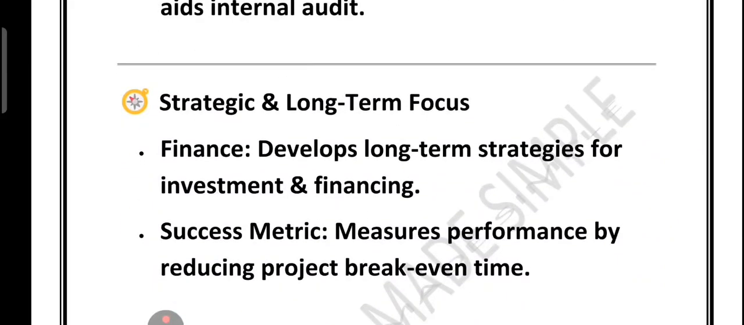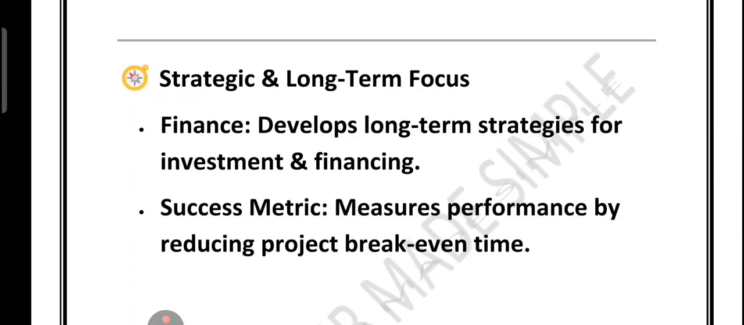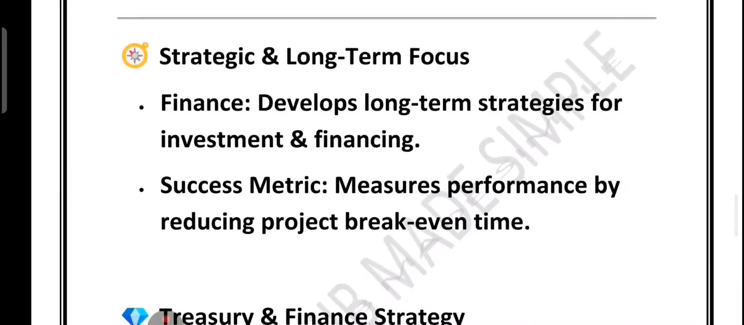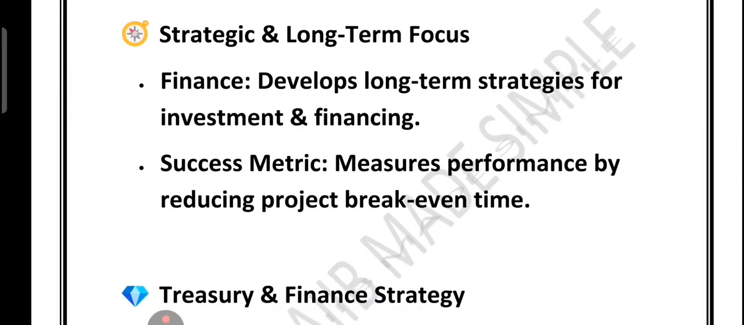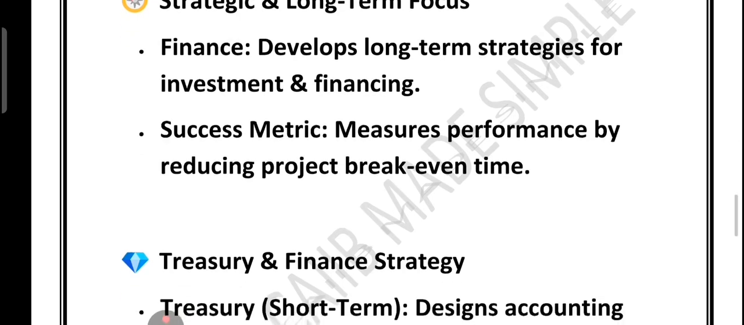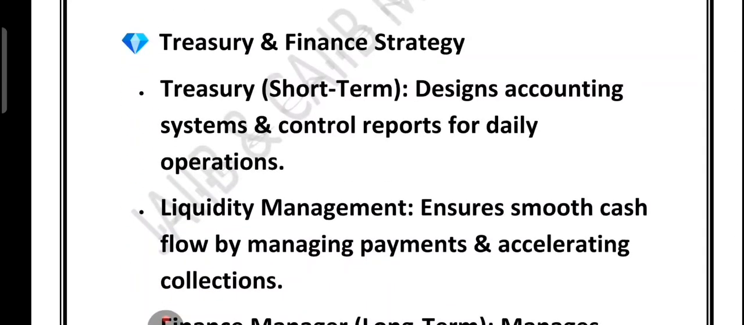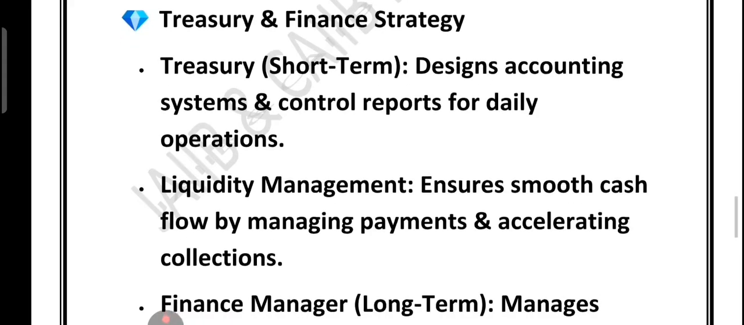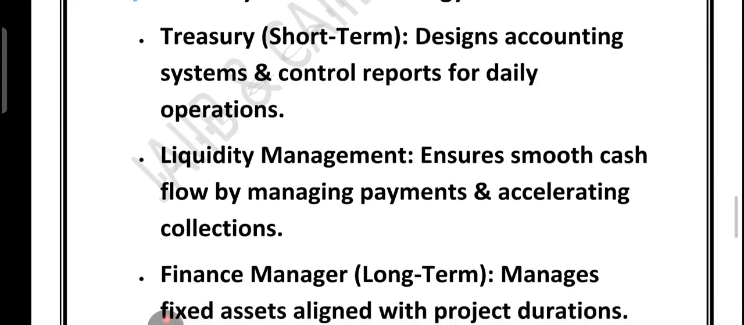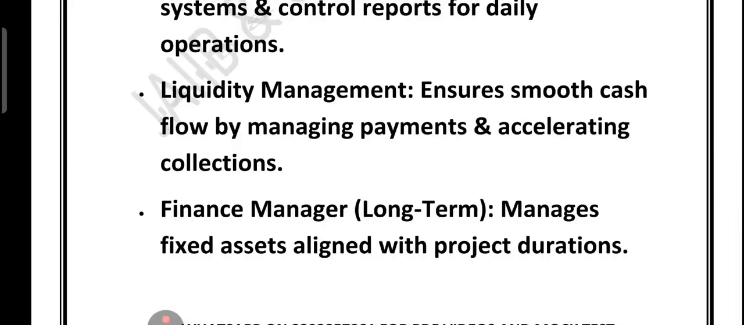If you look at the strategic and long-term focus, finance develops long-term strategy for investment and financing. While success metric, they measure performance by reducing the project break-even time and improving the return. So in short, we can say that finance plans and strategizes while treasury executes and monitors. Together they ensure that companies stay profitable, liquid and financially stable. Now treasury and finance strategy. So friends, treasury is just for short term. They design the accounting system and control report to manage daily operation. Liquidity management means we ensure smooth cash flow, manage payment and accelerate collection.